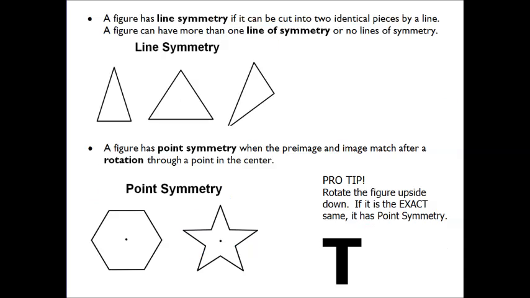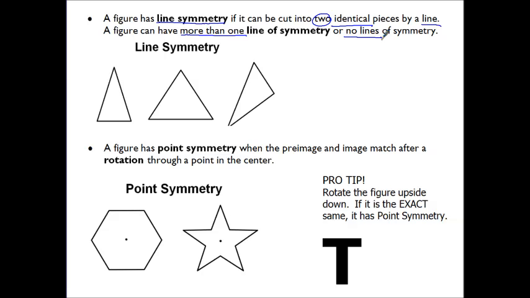Let's talk about symmetry. A figure has line symmetry if it can be cut into two identical pieces by a line. Some figures have more than one line symmetry, or they can have no lines of symmetry at all. Let's look at our 3 triangles here.